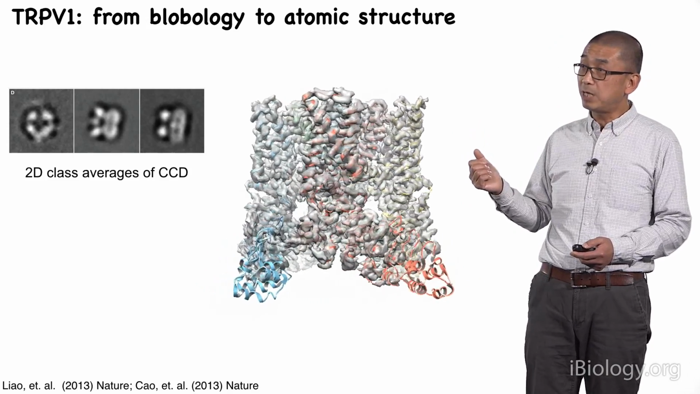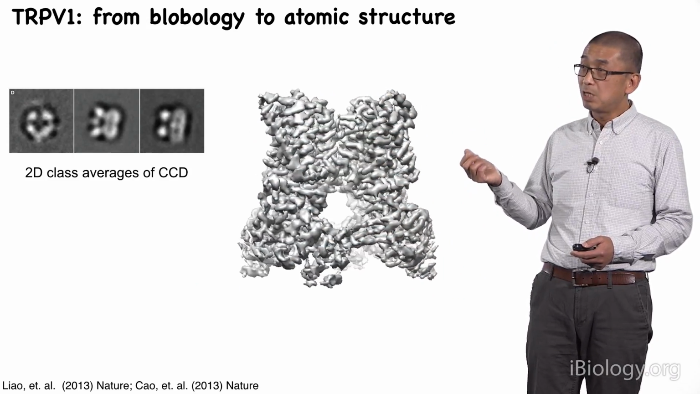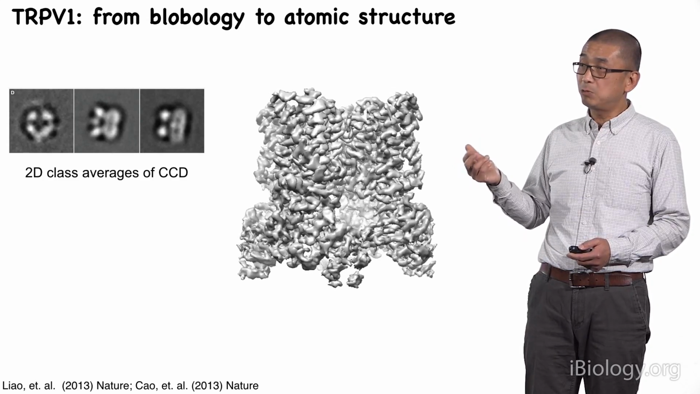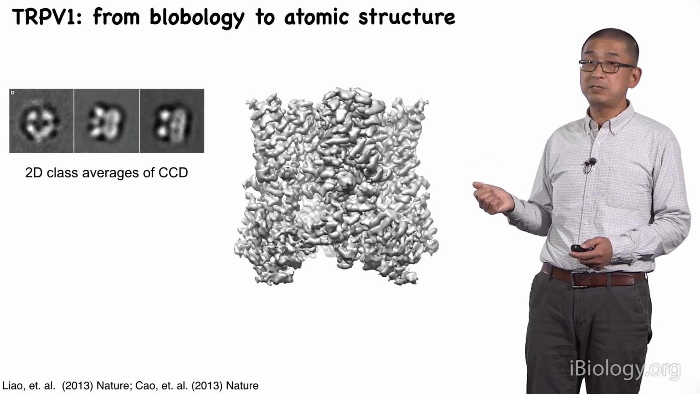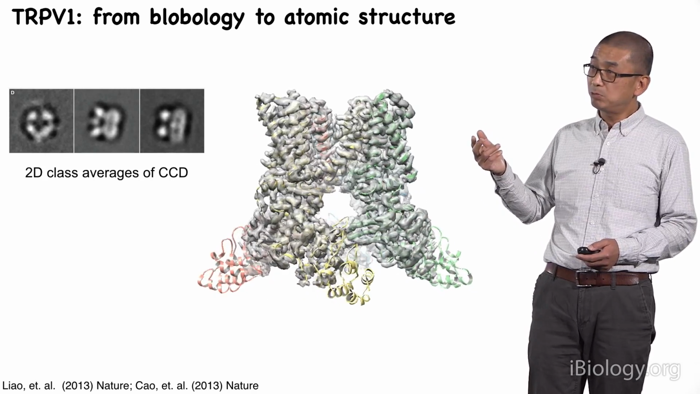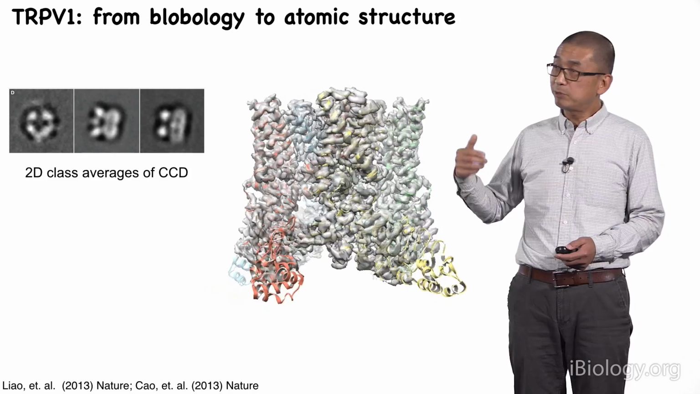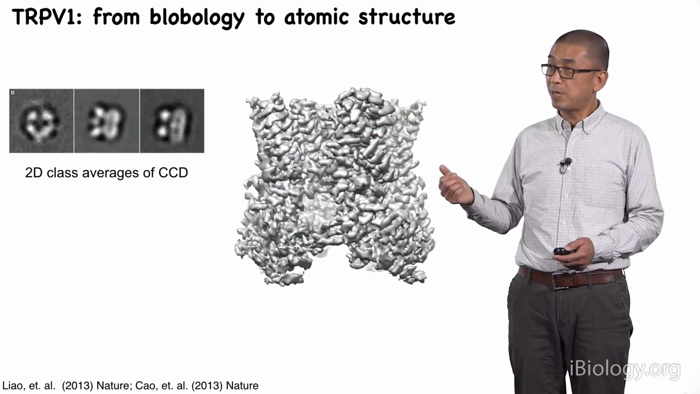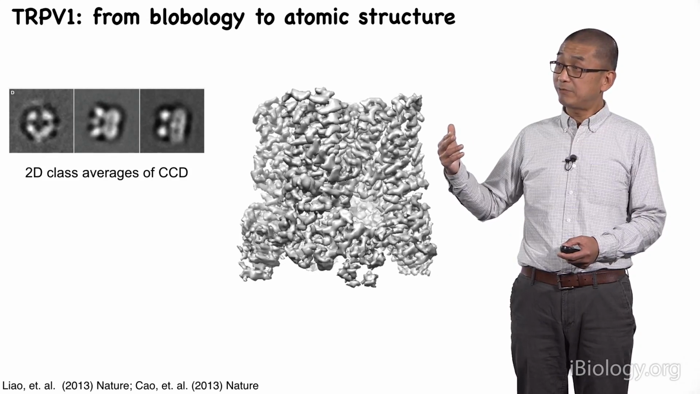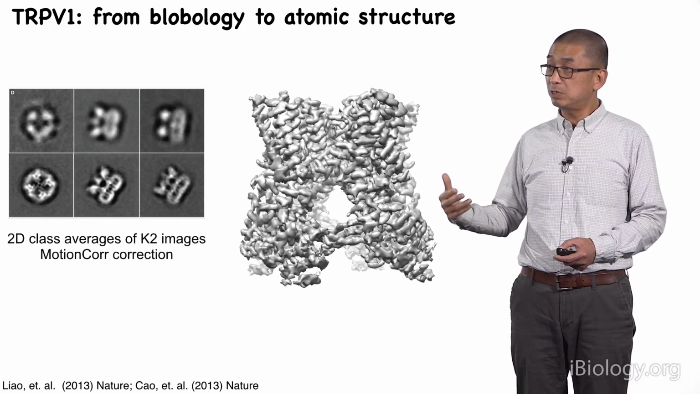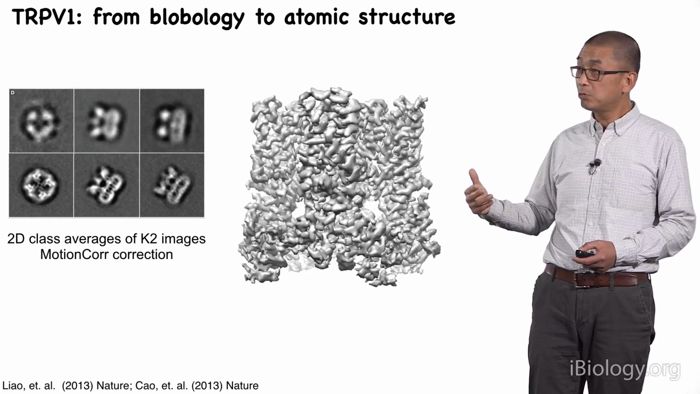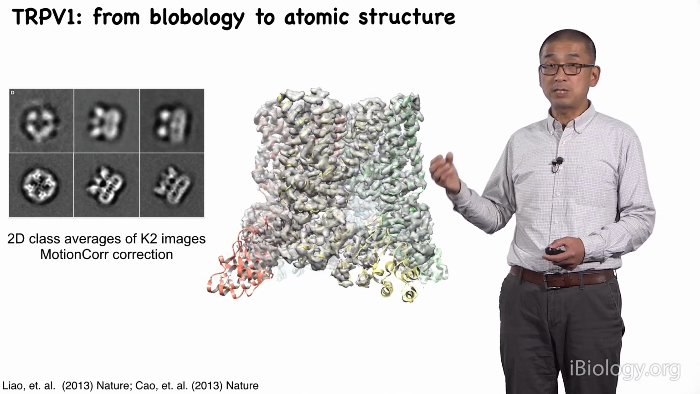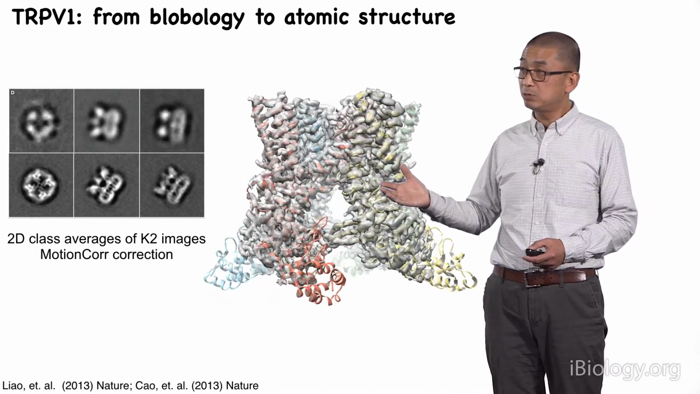Shown here on the left are 2D class averages of TRPV1 ion channel images recorded using a scintillator-based camera. You can see that we are resolving the shape of the molecule, the transmembrane domain and also the soluble domain. However, if we have the same sample recorded with a K2 camera after motion correction, you can see there is much more detail in these images. This is the one that enabled us to get this structure.